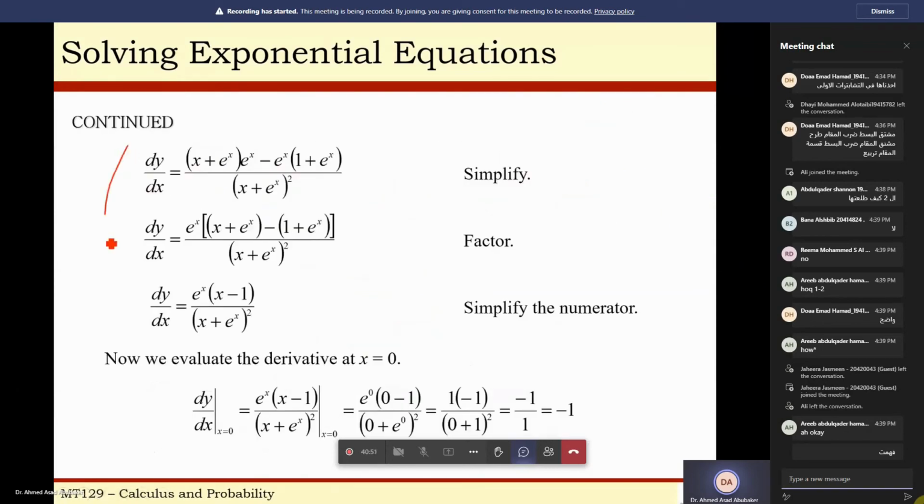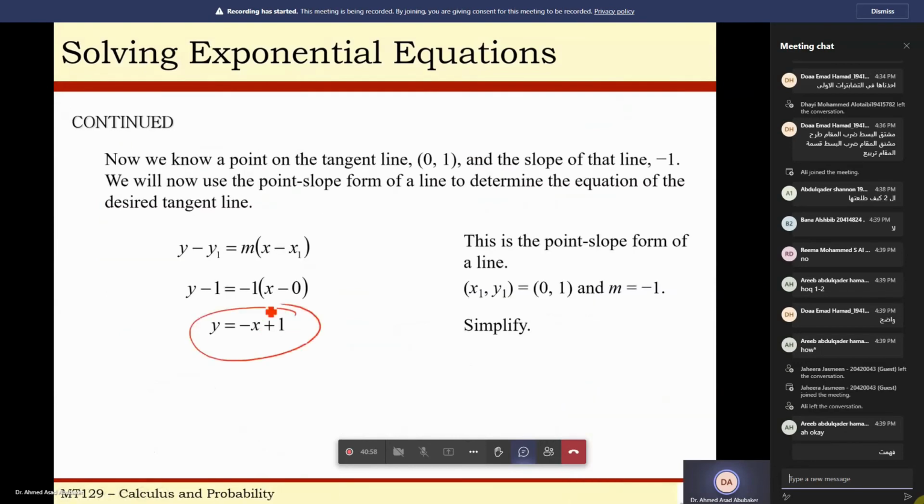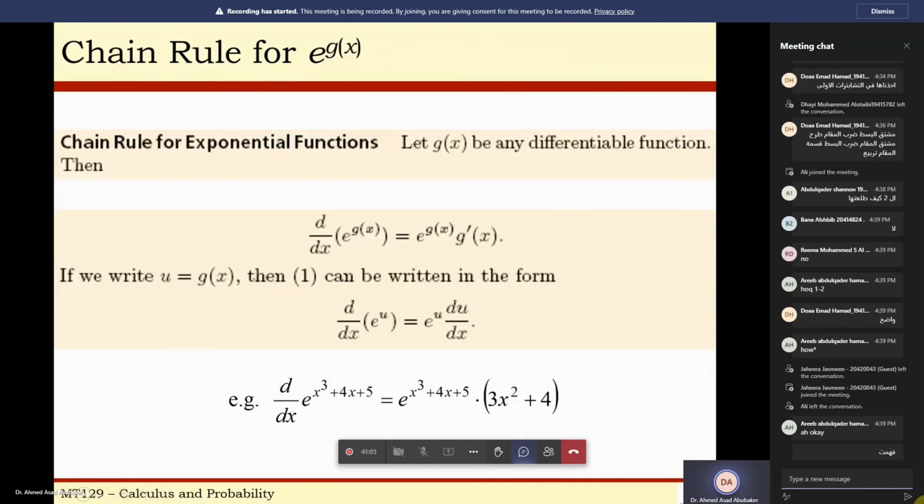This is the derivative and this is to find the slope. After that write the equation of the tangent line. Now we have another function. Maybe we have f of x equal e to the power g of x, okay, or b to the power g of x. So how can we derivative e to the power g of x?